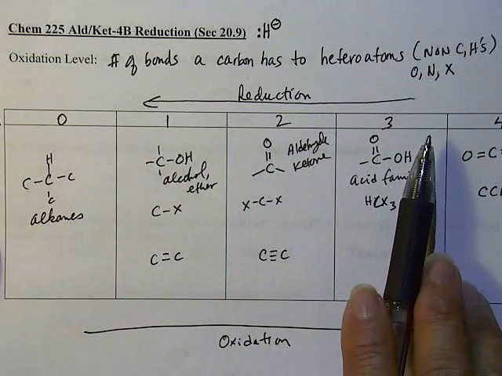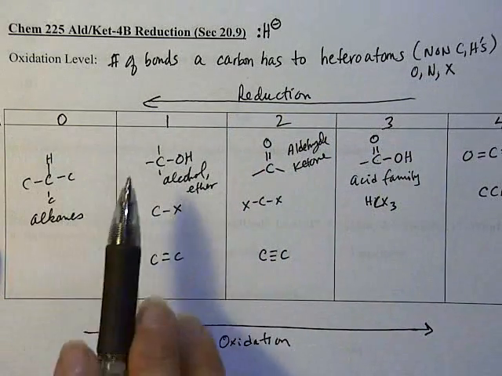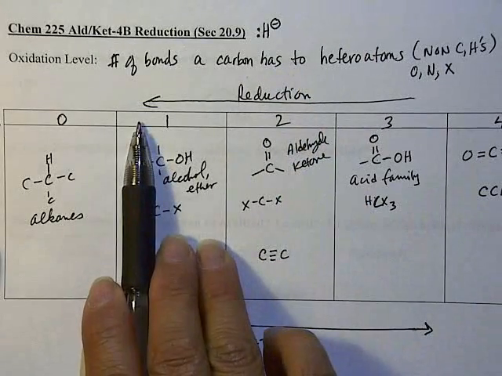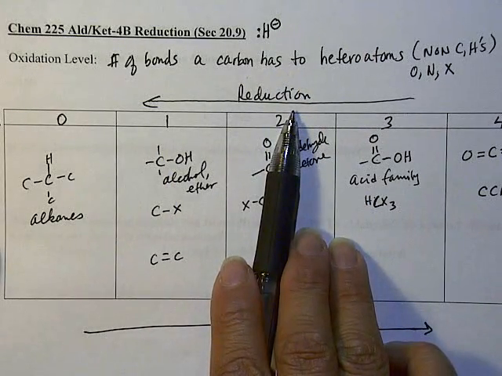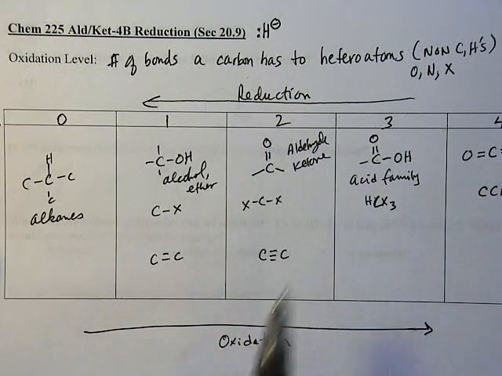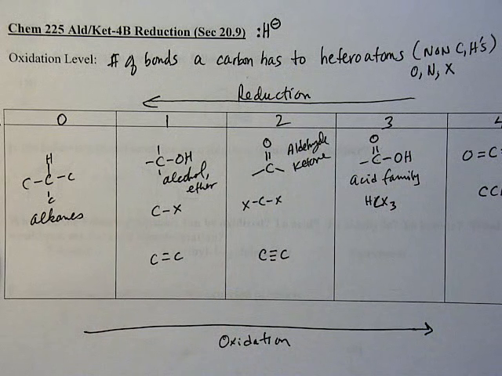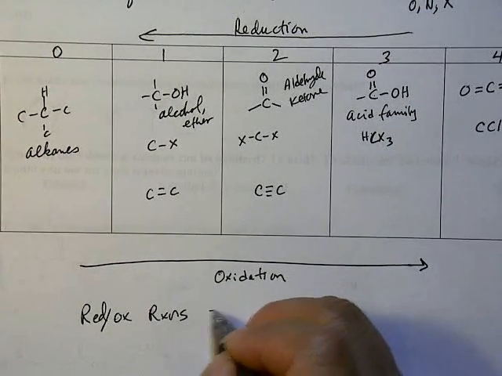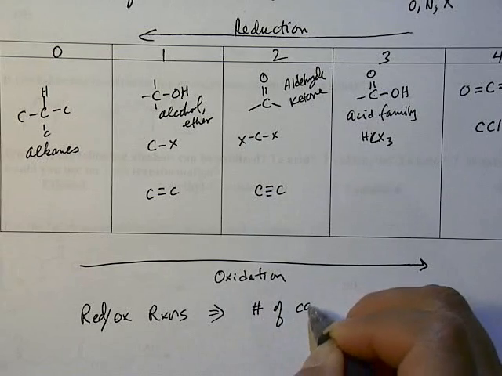So when you're going from a high oxidation level to a lower oxidation level, the way I remember it is reduce. When you're reducing an oxidation level, that's called reduction. And obviously for reduction, you need a reducing agent. For oxidation, you need an oxidizing agent. In doing oxidation or reduction, I'm going to call these redox reactions. What happens in these oxidation reduction reactions is that the number of carbons does not change.